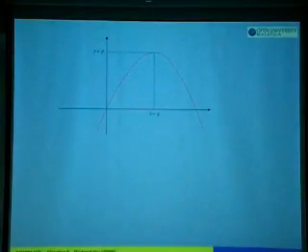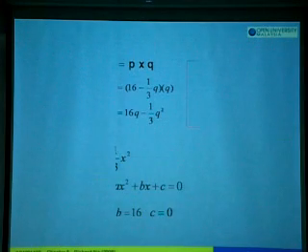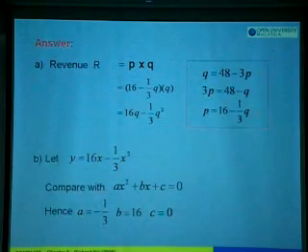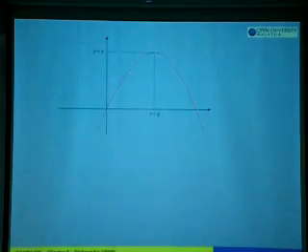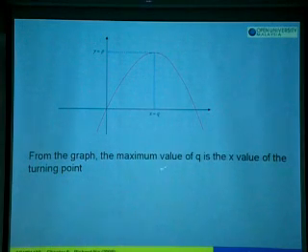Then from here, remember what we have done earlier to sketch a curve. We know that since the value of A is negative, therefore this curve is a maximum curve. Alright? So from the graph, the maximum point is X equals to Q and Y equals to P, which is the turning point here.